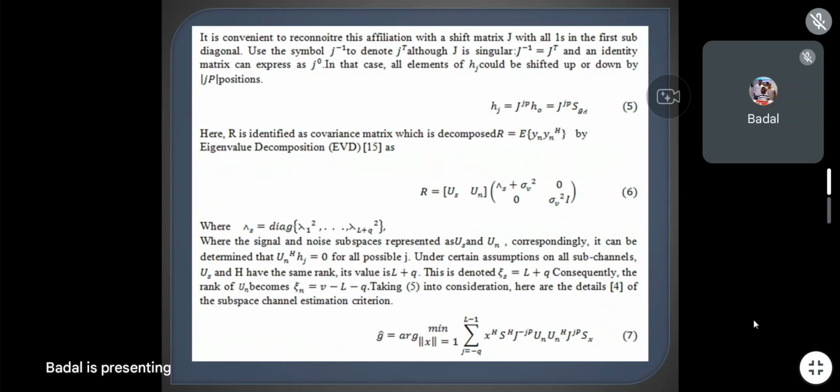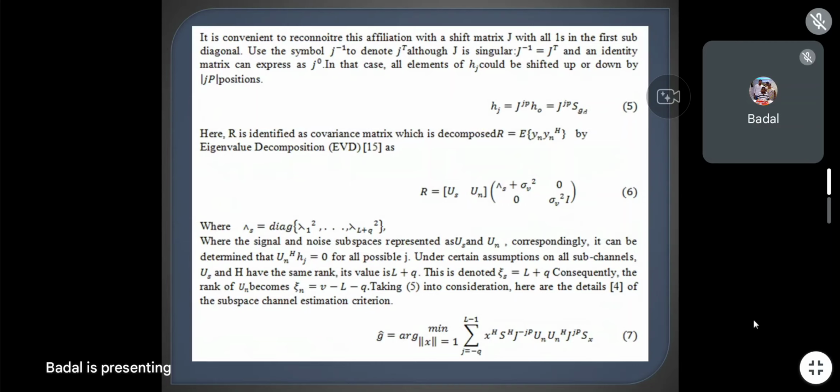Here R is identified as the covariance matrix, which is decomposed, R equal to E of y(n) y Hermitian(n), by eigenvalue decomposition, EVD, where R equal to Us, Un, delta, with a signal subspace and a noise subspace represented as Us and Un. Correspondingly, it can be determined that Un Hermitian times h equal to 0 for all possible J. Under certain assumptions of all subchannels, Us and H have the same rank, its value equal to L plus 2.